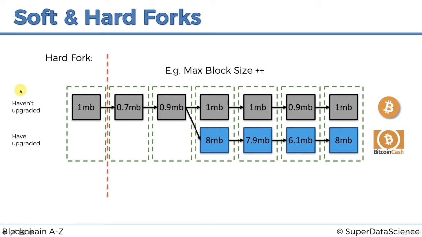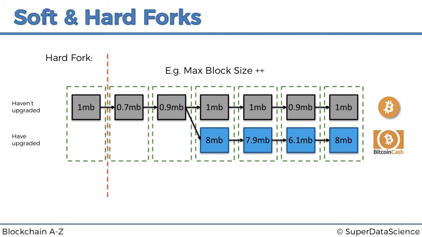And that's why it's called a hard fork, because it's like a hard change. It doesn't allow for the chains to come back together. It doesn't allow for the miners from the old network to accept those blocks as well. There we go. So that's a hard fork.